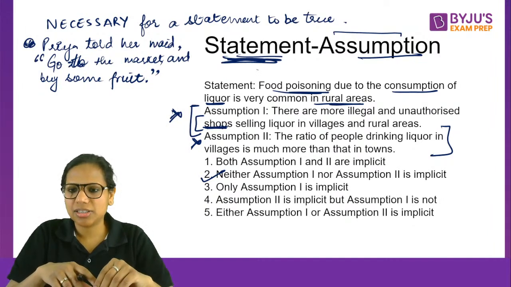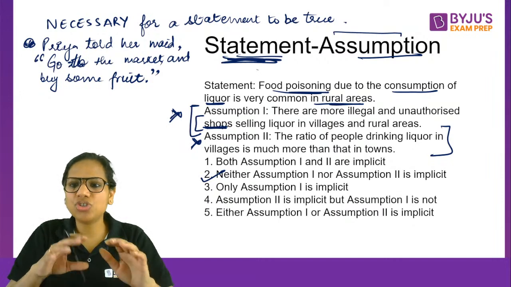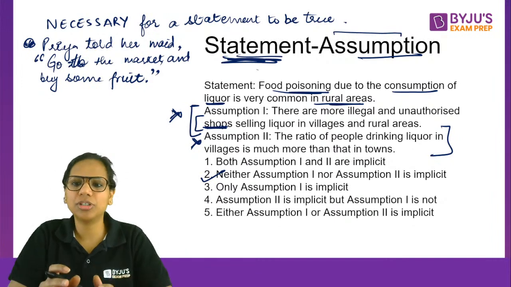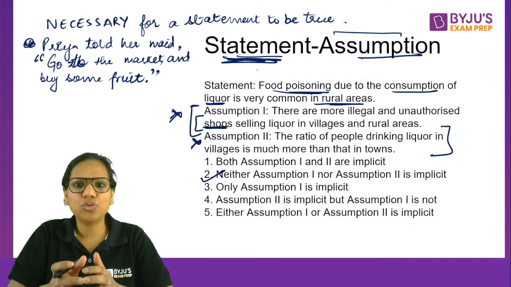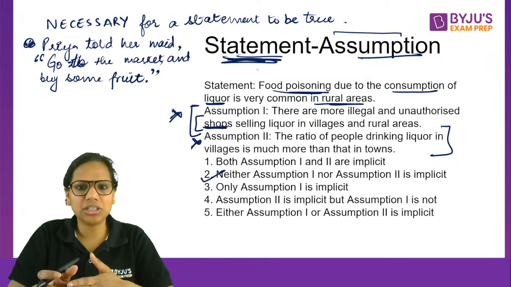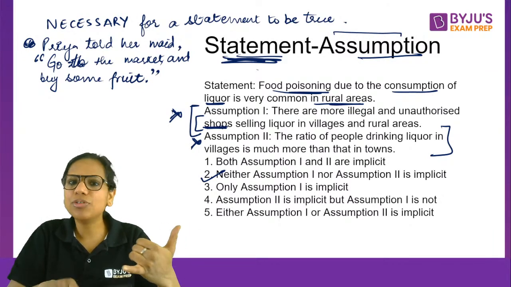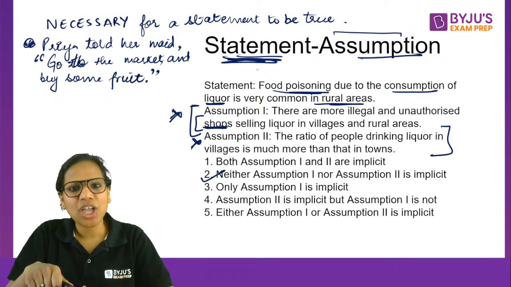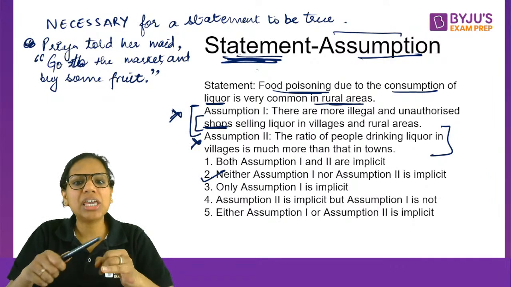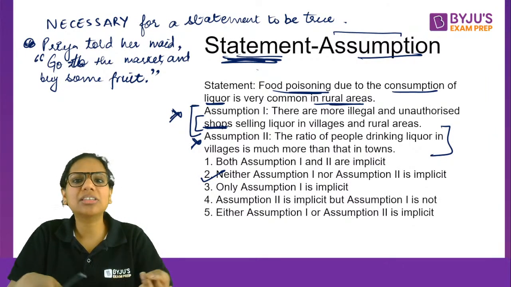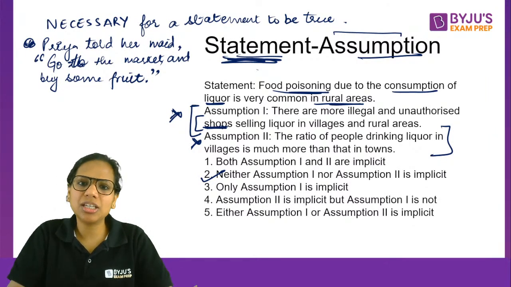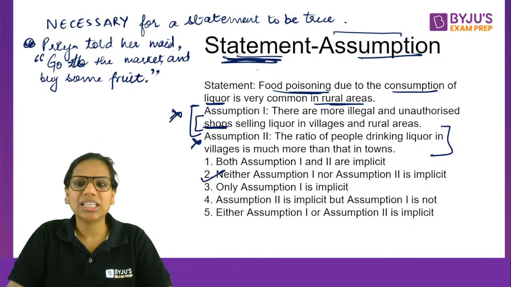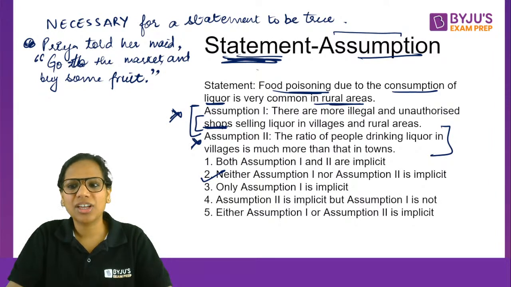Yes. In the question, we were just given this statement that food poisoning due to the consumption of liquor is very common in rural areas. Right? Food poisoning due to the consumption of liquor is very common in rural areas. We never compared it to towns, to urban areas, isn't it? So assumptions 1 and 2 make this comparison, which is not necessary for making this statement. And when it is not necessary, then it is not an implicit assumption. That's why 2 is the answer. Okay.